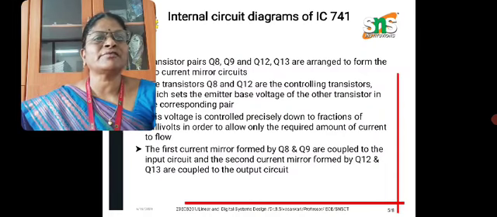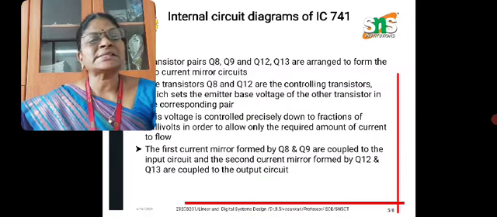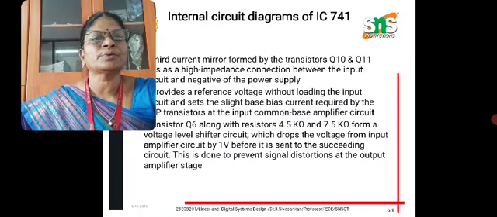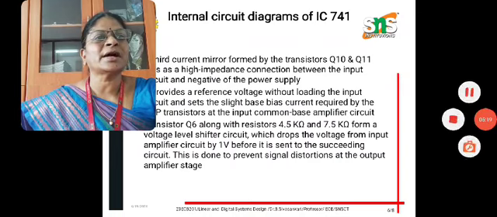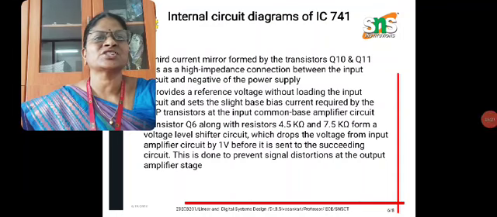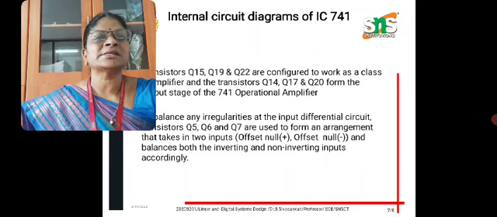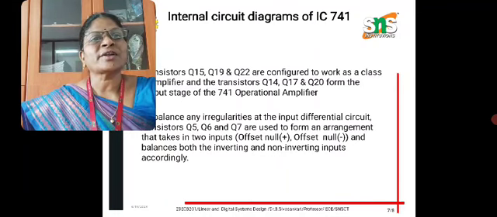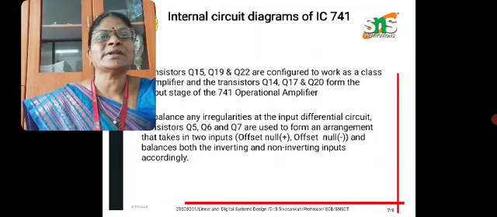The first current mirror, formed by Q8 and Q9, is coupled to the input circuit, and the second current mirror, formed by Q12 and Q13, is coupled to the output circuit. The third current mirror, formed by the transistors Q10 and Q11, has a high impedance connection between the input circuit and the negative of the power supply. Finally, the transistors Q15, Q19 and Q22 are configured to work as a class A amplifier, and the transistors Q14, Q17 and Q20 form the output stage of the 741 amplifier.